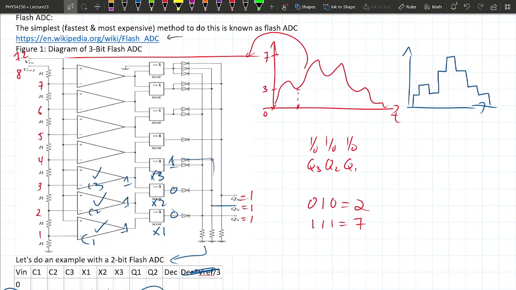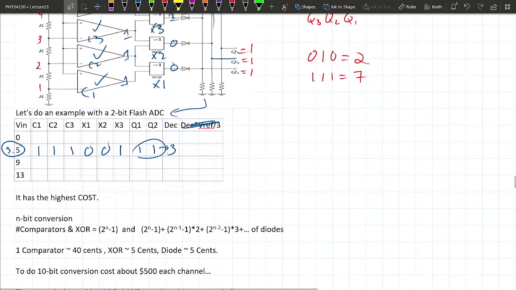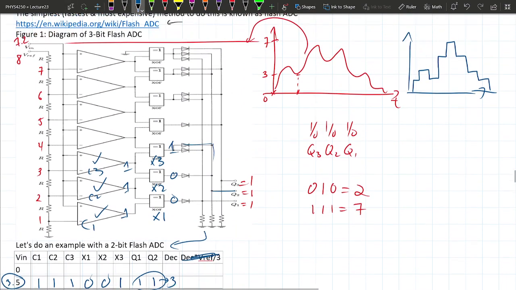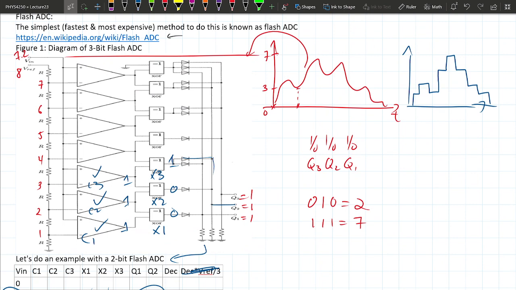So this is kind of neat, right? This simple thing, resistors, comparators, an XOR gate, and a bunch of diodes actually, just to protect against back current. That allows you to convert an analog signal to digital information, right? But it has a very high cost. You can already kind of see this. A comparator is probably going to be like 25 cents.